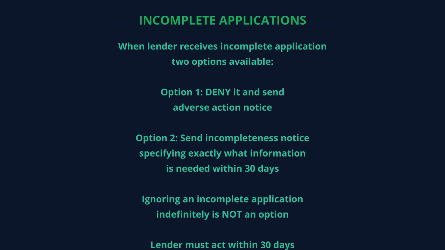When a lender receives an incomplete application, they have two options. Option 1, deny it and send an adverse action notice. Option 2, send an incompleteness notice specifying exactly what information is needed within 30 days. Ignoring an incomplete application indefinitely is not an option. The lender must act within 30 days of receiving an incomplete application.